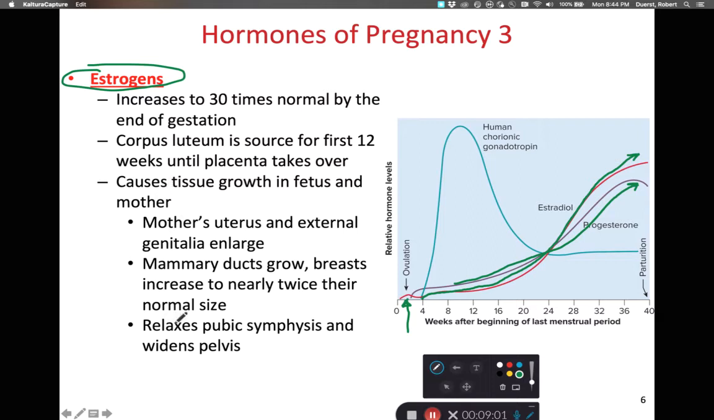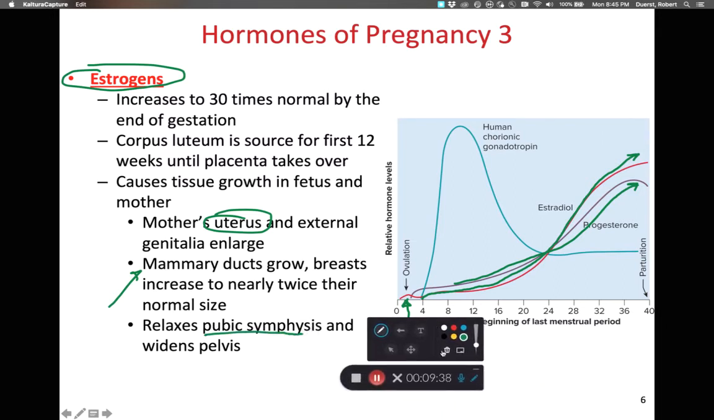And this is going to cause the mother's uterus and external genitalia to enlarge. So there's an enlarging of the breast, there's an enlarging of the vulva, the labia minora, labia majora. The mammary ducts within the mammary glands are going to increase in size, and breasts, generally speaking, are going to nearly double in size over the course of pregnancy. There's another hormone known as relaxin, and relaxin is a hormone that causes lots of the connective tissues to become loose. In particular, it relaxes the pubic symphysis and causes the pelvis to become wider, and that's a good thing because we are going to have a child's head moving through the birth canal.